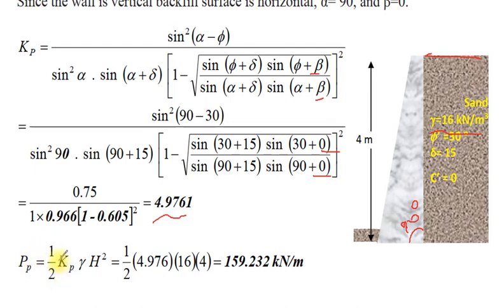To compute the passive force, P passive equals 1/2 Kp, the coefficient of passive lateral earth pressure, times gamma, the unit weight of the soil, times the square of the height of the retaining wall. P passive will be 159 kilonewton per meter. The distribution of the passive lateral earth pressure will be as in this figure.